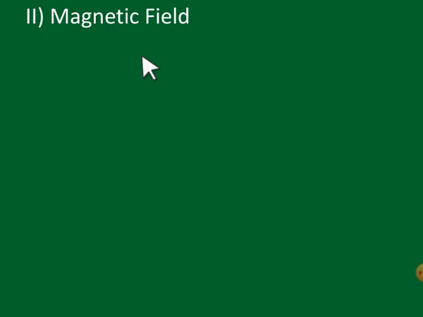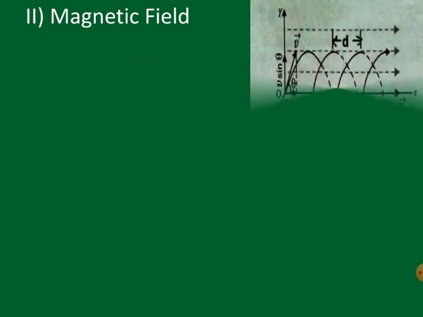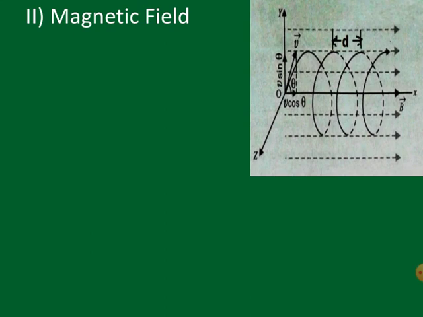Got it? Now see, if a charge at rest is placed inside the uniform magnetic field, it doesn't experience any force. So a stationary charge inside the magnetic field experiences no force, we say like that.